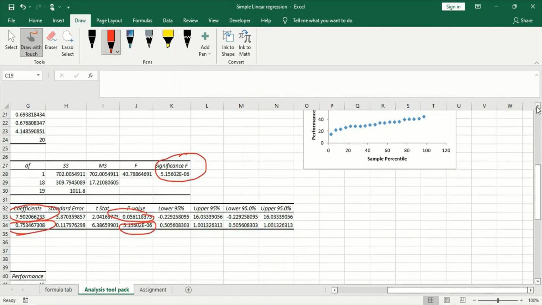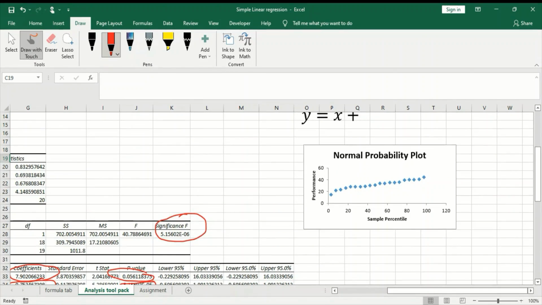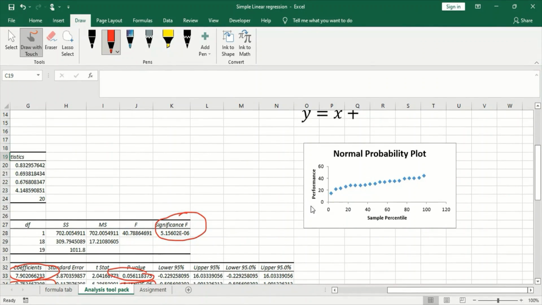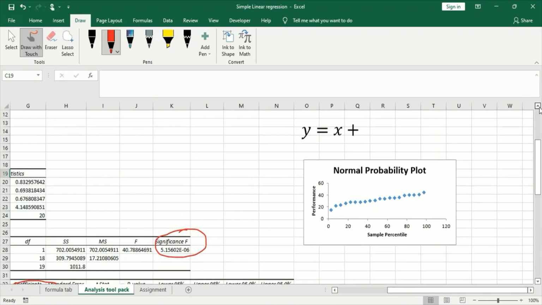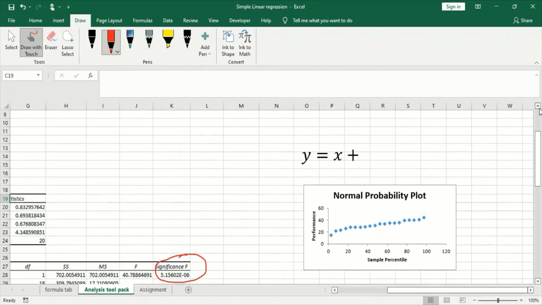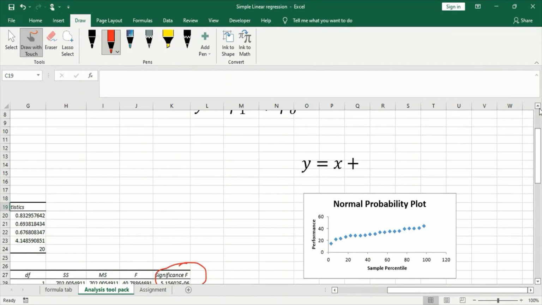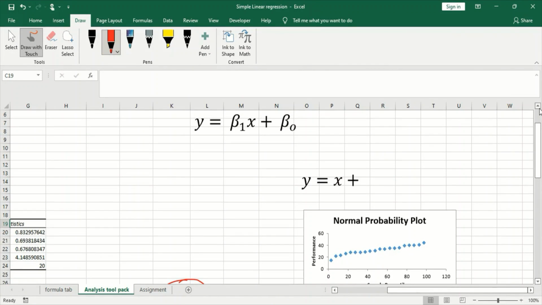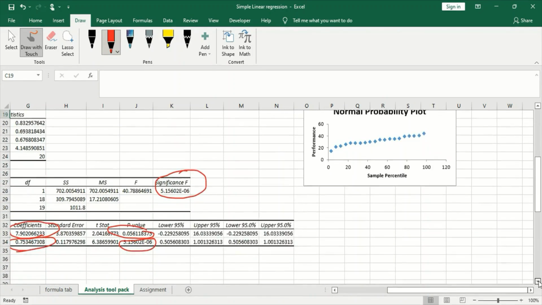So this is our normal probability plot. This performance, and this is sample percentile. Normally I don't recommend plotting graphs using Excel. If you want to plot graphs, by the time we go into SPSS, we'll learn how to plot some of these graphs better. SPSS is better than Excel when it comes to graphing. From here it is the same thing. We can just pick those values and replace them here, and we get our equation.